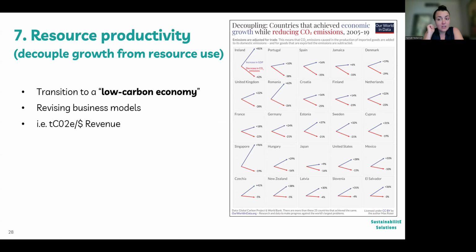So there is some good news. Countries around the world, we're seeing, are still increasing their GDP while decreasing their carbon emissions, greenhouse gas emissions. So while we see some movement here, much of our economic system is still based on profit, profit, profit.